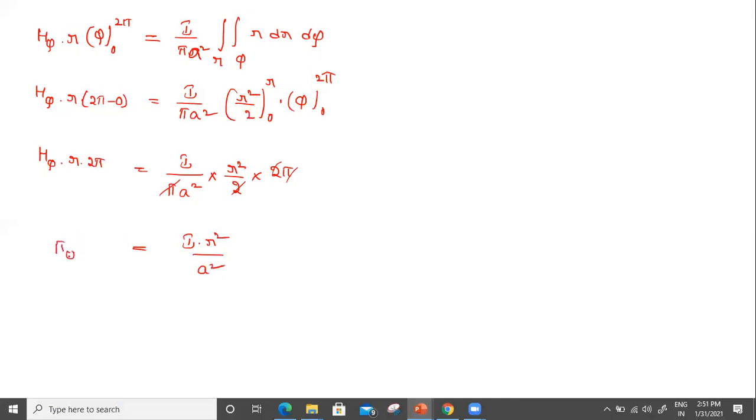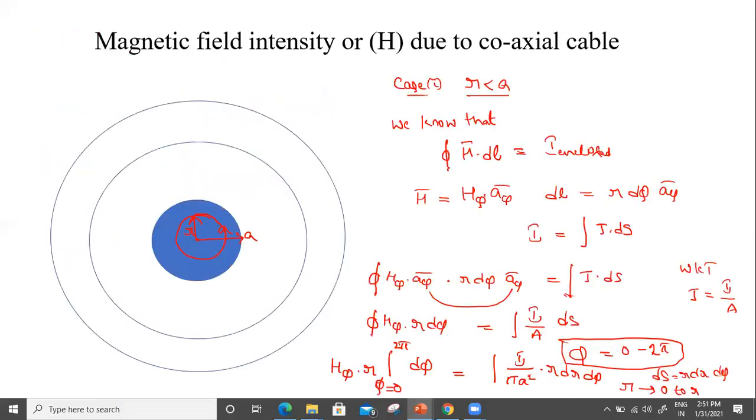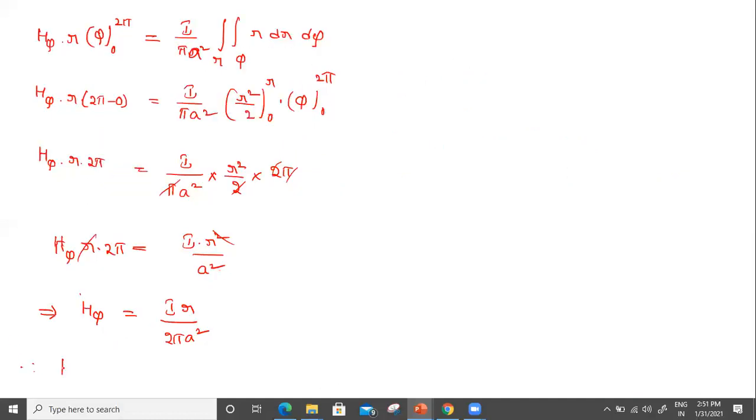Here H phi into r into 2 pi. So from this you can write H phi equals, here r and r cancel. Finally you get I r by 2 pi a square. This is the H phi. But what is the formula for H bar? H bar equals H phi into a phi bar. If you substitute here, you get the total magnetic field intensity H bar equals I into r by 2 pi a square into a phi bar.